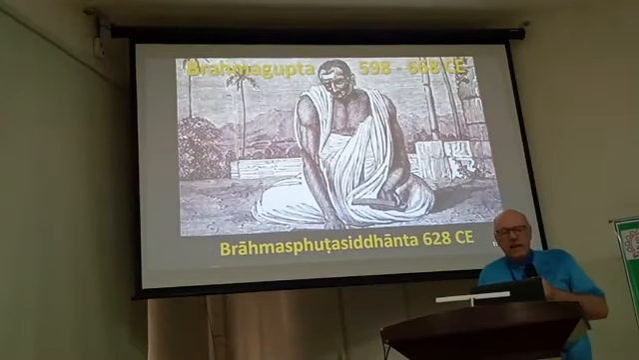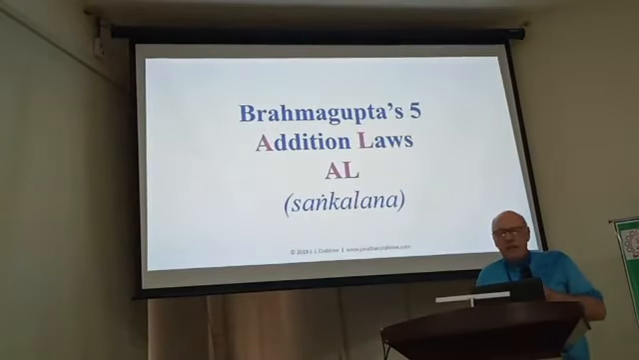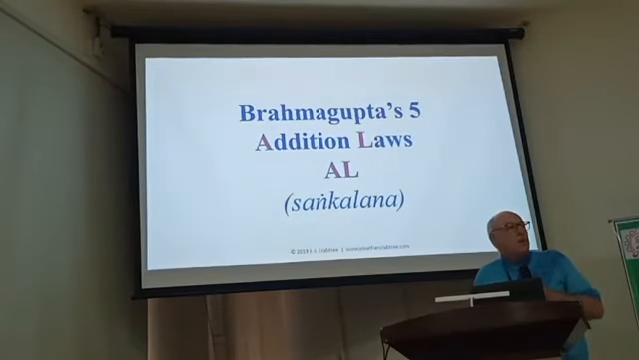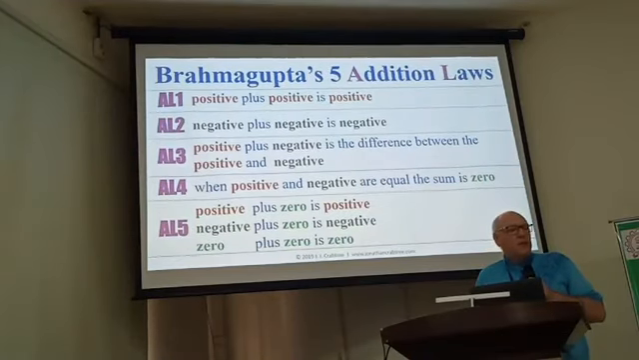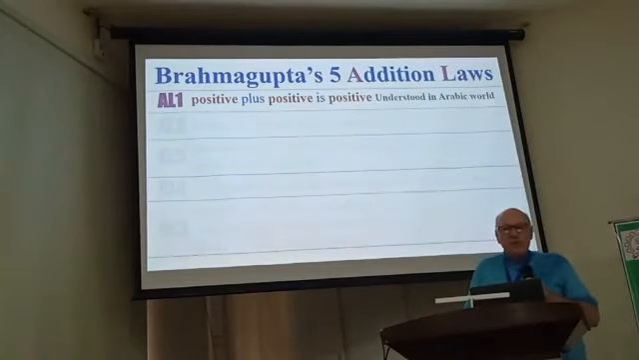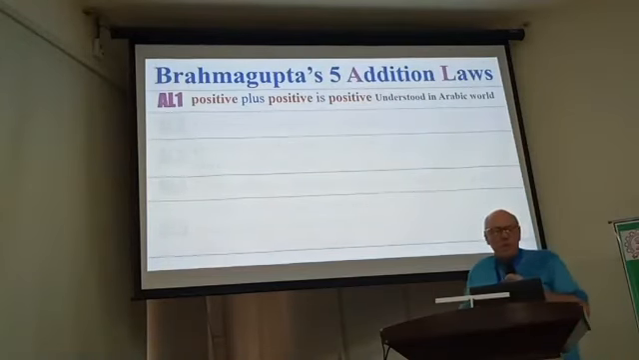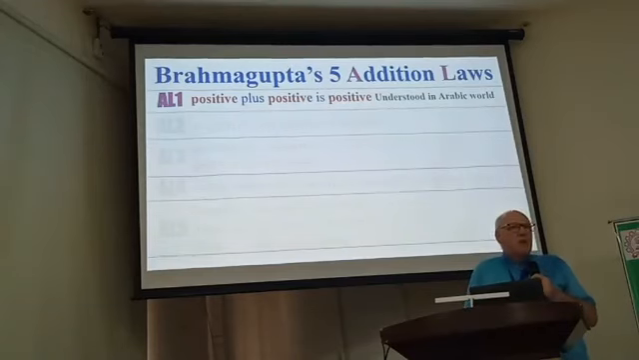So, from his Brahma Sphuta Siddhanta, year 628, I've analysed all the Sanskrit with the help of a lot of people, I must say. I'll look at the Sankalana laws of Brahmagupta for addition, and here they are. There's nothing there that will be a surprise to anyone in this room, but the next slide will surprise you, because I'm going to get rid of most of them, because it's only addition law number one that was understood in the Arabic world. Everything else was not understood in the Arabic world or in medieval or Renaissance Europe. The reason is that all the other laws involve negative or zero, and those concepts did not make their way out of India into the Arabic world.